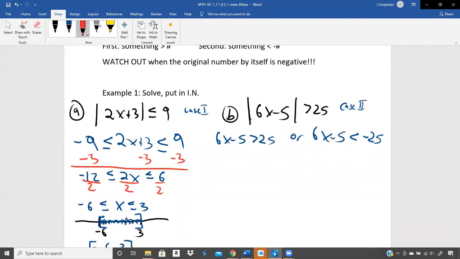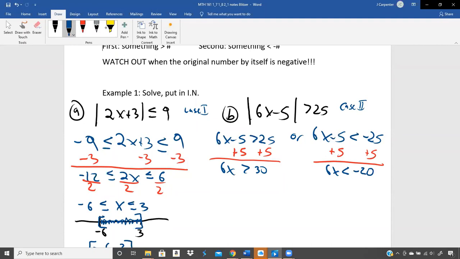So let's just work on one at a time. I will show the arithmetic simultaneously, just so I don't have to keep changing colors. You have to move the 5 over, so add 5 to both sides. You get 6x is bigger than 30 for the first one. And you get 6x is less than, not negative 30, watch your signs, negative 20 for the second one. Then divide by 6 on each. 30 divided by 6 is 5, so x has to be bigger than 5.